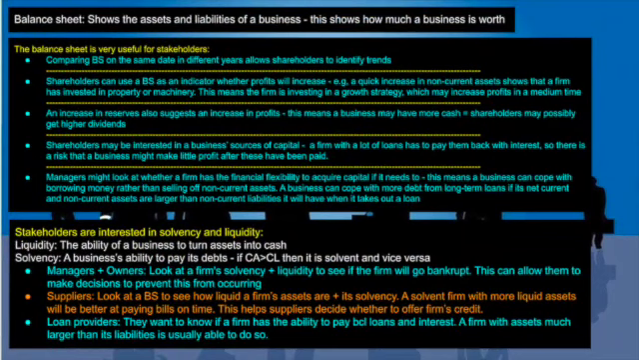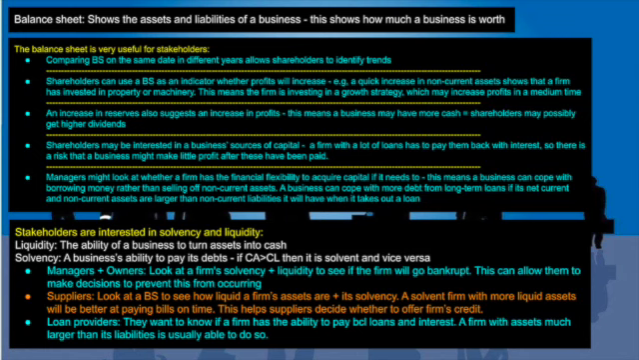So now we're going to look at a balance sheet. This shows the assets and liabilities of a business. This shows how much a business is worth. Again, the balance sheet is useful for stakeholders. Just to say, it's more specifically useful for shareholders, but we'll look at a few. So comparing balance sheets on the same date in different years allows shareholders to identify trends, such as their assets have increased, their liabilities have decreased. That will be good for the shareholders to see.